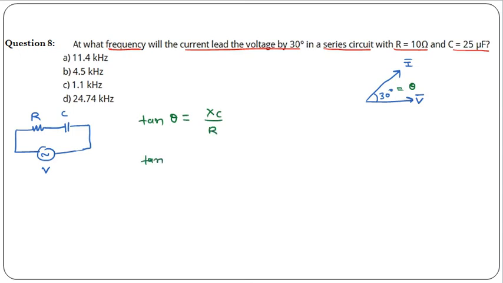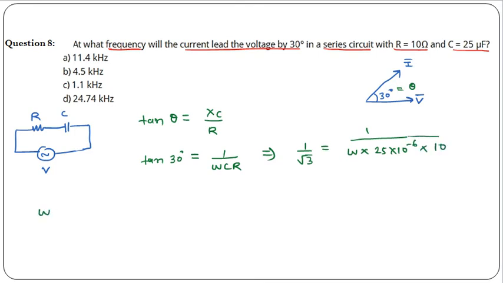Okay, so the theta value given in the question, tan 30 degree, is equal to X of C by R, so X of C is equal to 1 by omega C into R. Okay, so C value and R value are given, so from here we can calculate. tan 30 is equal to 1 by root 3. Okay, this will be equal to 1 by, so now we will calculate the omega value. So C value is 25 into 10 to the power minus 6, and resistance value is 10 ohm. Okay, so from here we are getting omega equal to root 3 divided by 25 into 10 to the power minus 5.